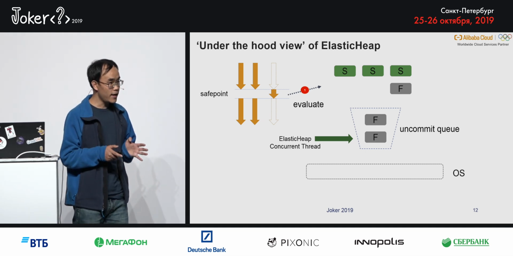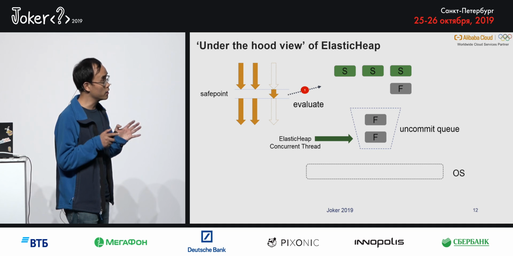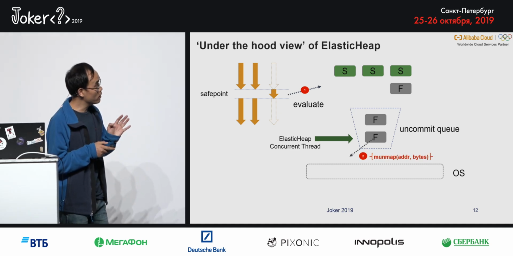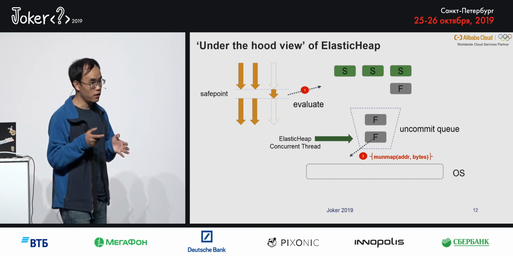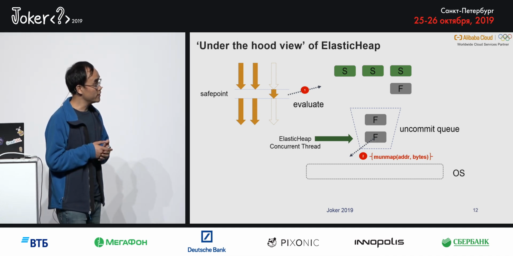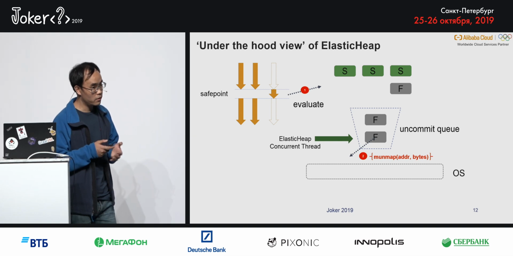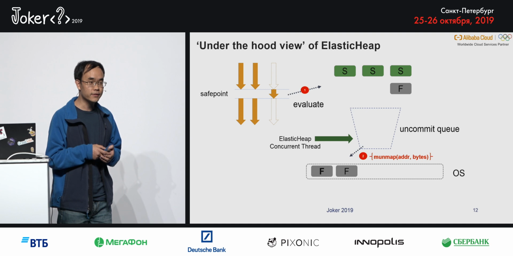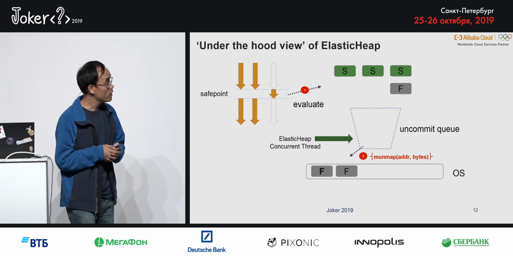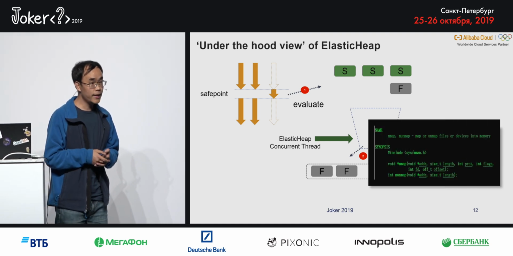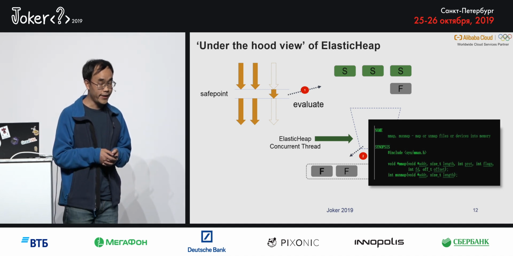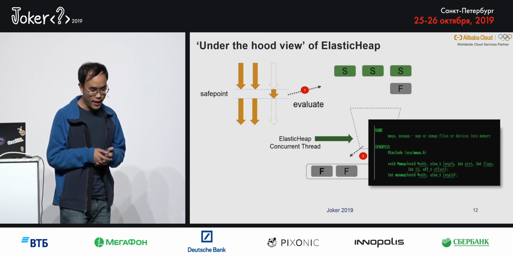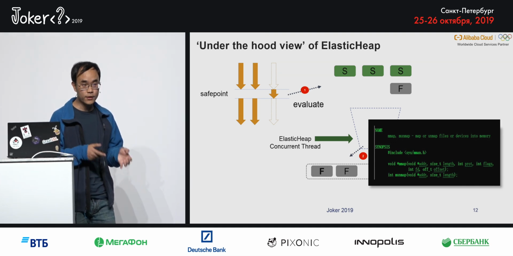In the second step, we kick off a concurrent thread in elastic heap. The concurrent thread will check the uncommitted queue. Then it calls the unmap OS API to return the memory to the OS. This is step 2. So the key point here is our elastic heap really relies on these 2 APIs to acquire memory and release memory.